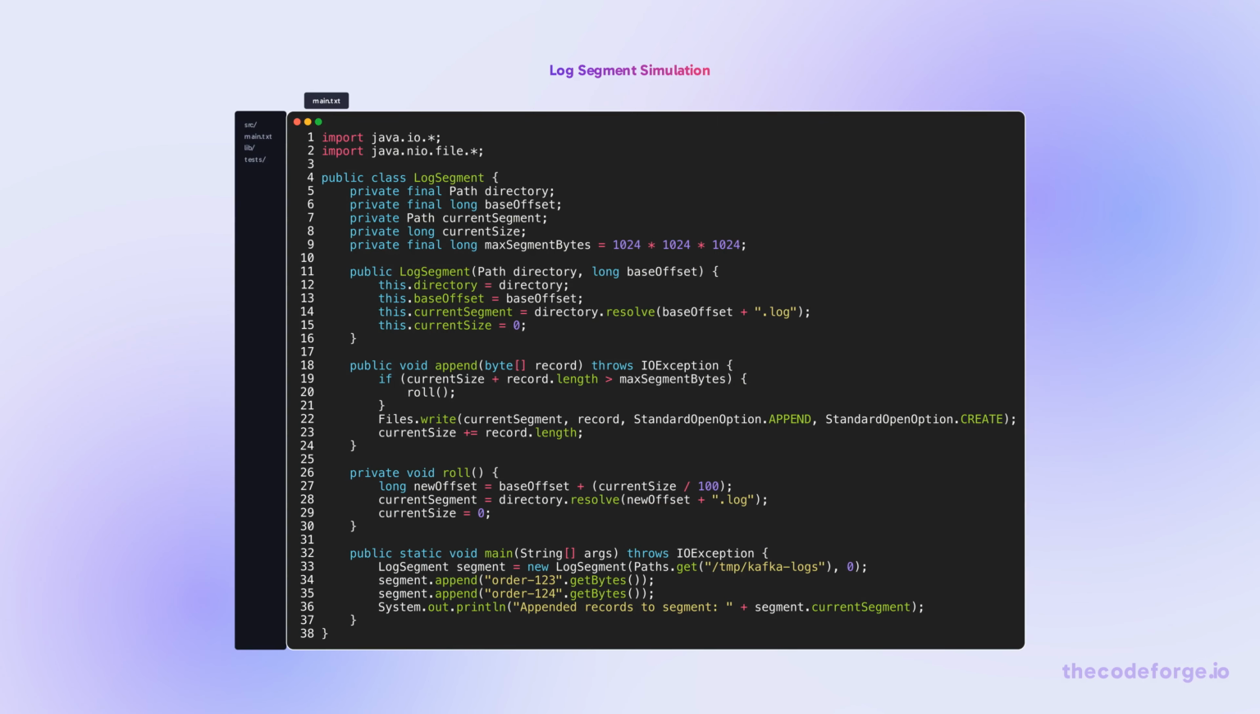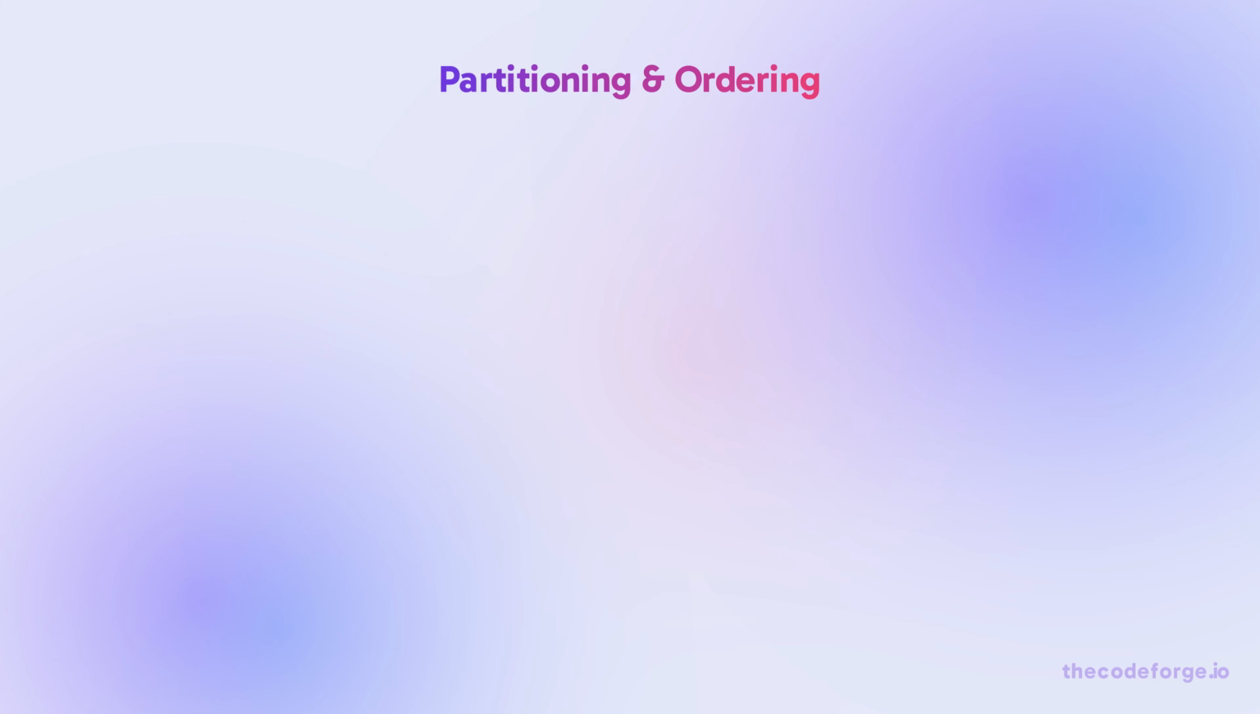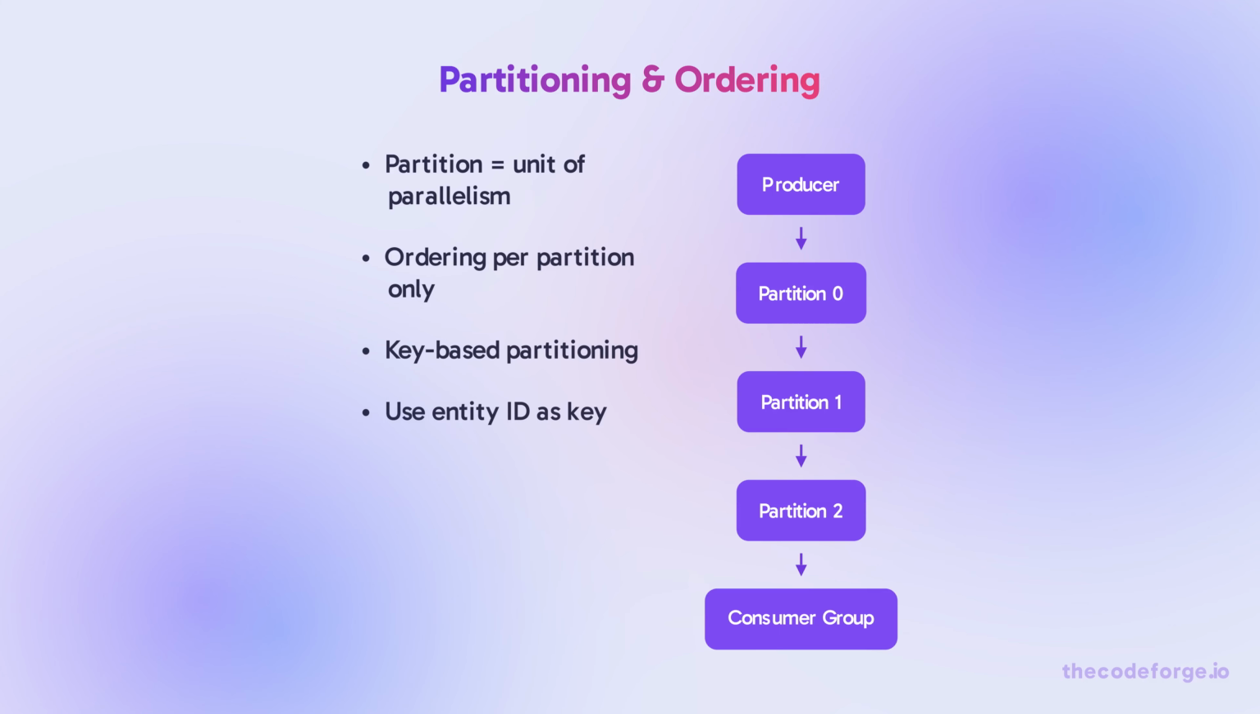This Java class simulates Kafka's log segment behavior. When a segment reaches its max size, it rolls to a new file. Each partition is a directory with multiple segment files. Partitions are the unit of parallelism. Each partition is an ordered log.